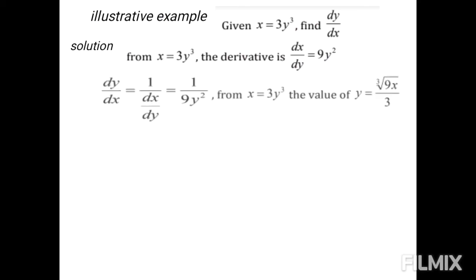And then from the x is equals to 3y cubed, we'll get the value of y is equals to the cube root of 9x over 3. So, miss, where did you get that? Where did you get the y is equals to the cube root of 9x all over 3? So we get that from this x is equals to 3y cubed. We'll just find the value of y in terms of x. So let me show you how.